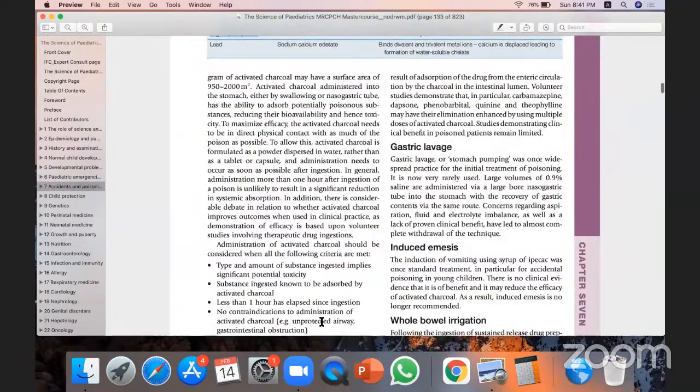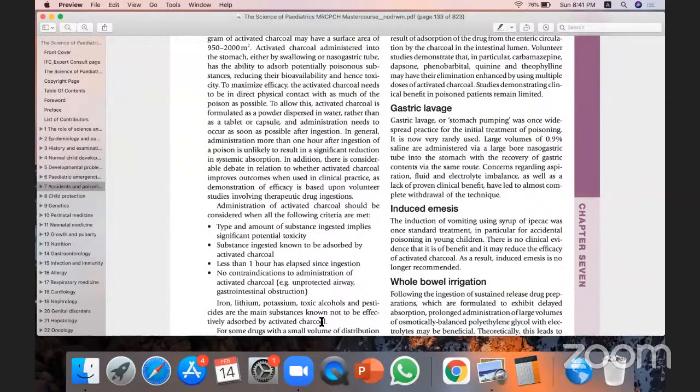Now, gastric lavage we don't usually do. Remember, we don't do it usually because there is a chance of aspiration. So it is now rarely used. Okay, we don't use it nowadays.